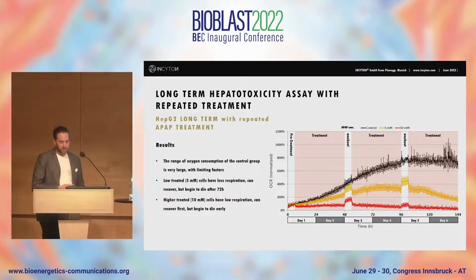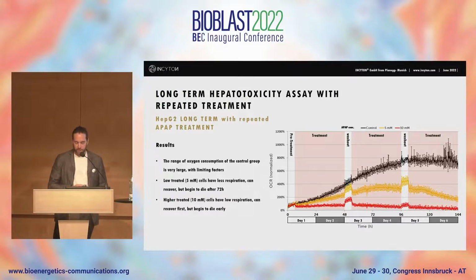What you can see here is that the oxygen consumption rate is quite challenging, because already in the control it grows over a wide range of 50 to 800% in this normalization, and it goes into a plateau phase quite at the end of the experiment.